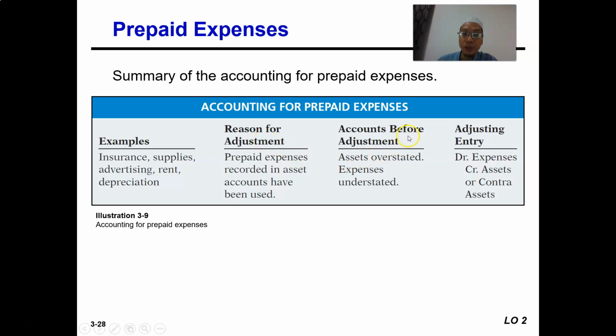So before we do the adjustment entry, the asset is overstated. Why is it overstated? Because we have purchased the asset and we have used up some of it, but our asset account is still showing the full amount. And the expense is understated because we have used up some of the asset, but we have not done any recognition on the expense. That is why the expense is understated. Therefore, we need to do the adjusting entries. So the adjusting entries will repair this inaccuracy.